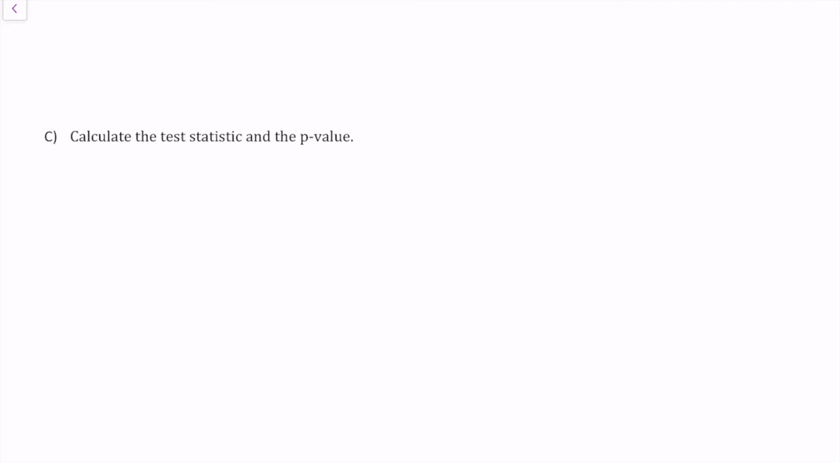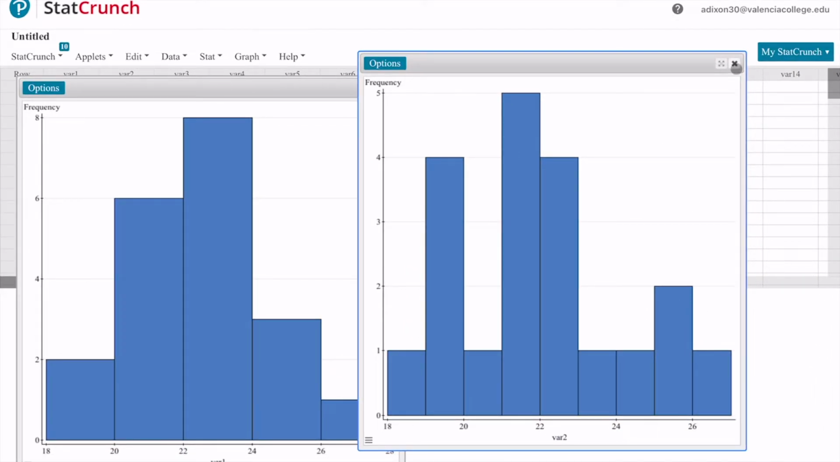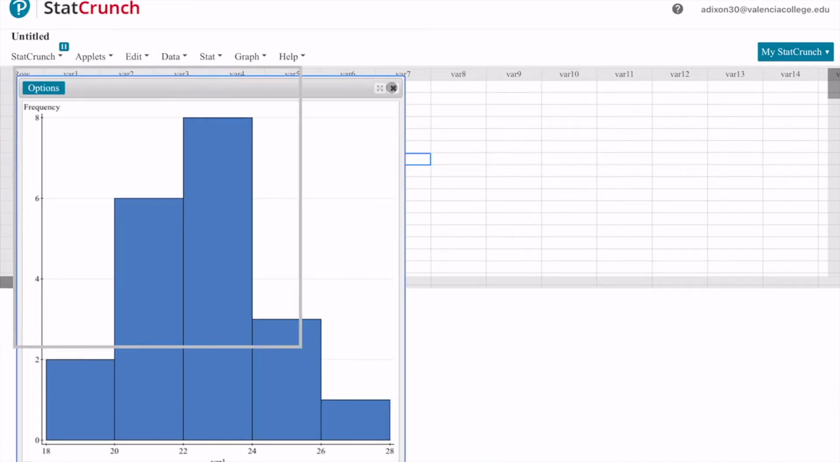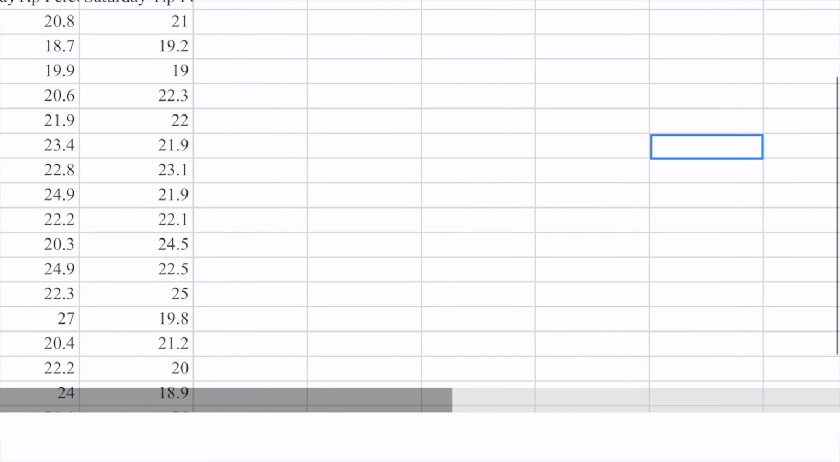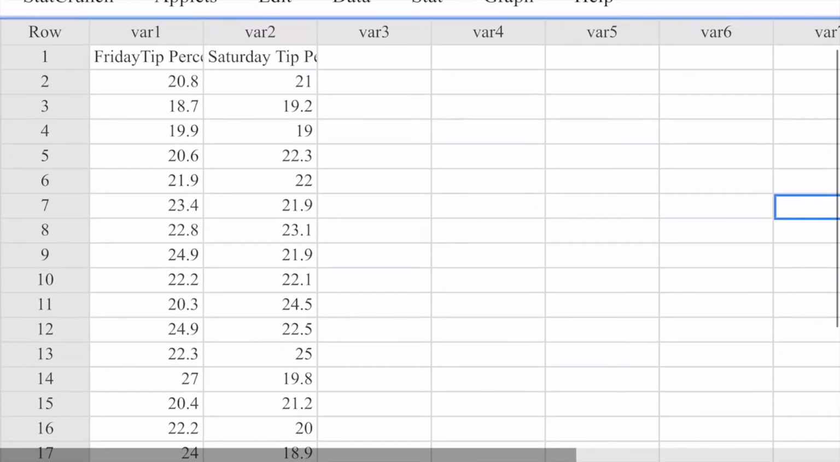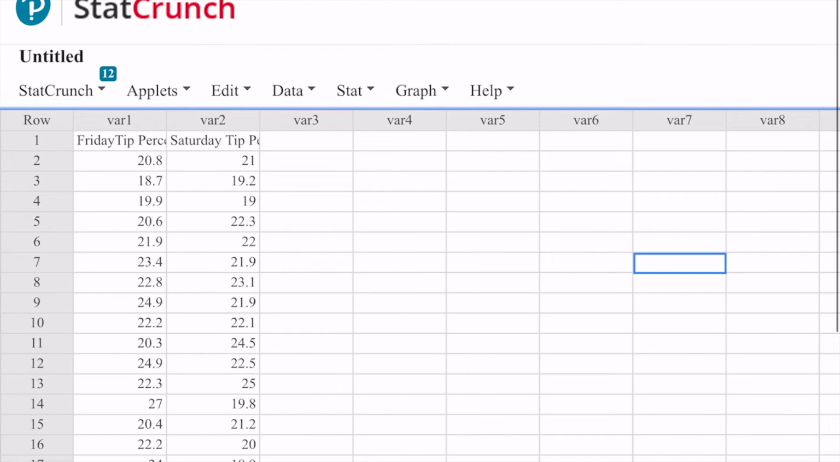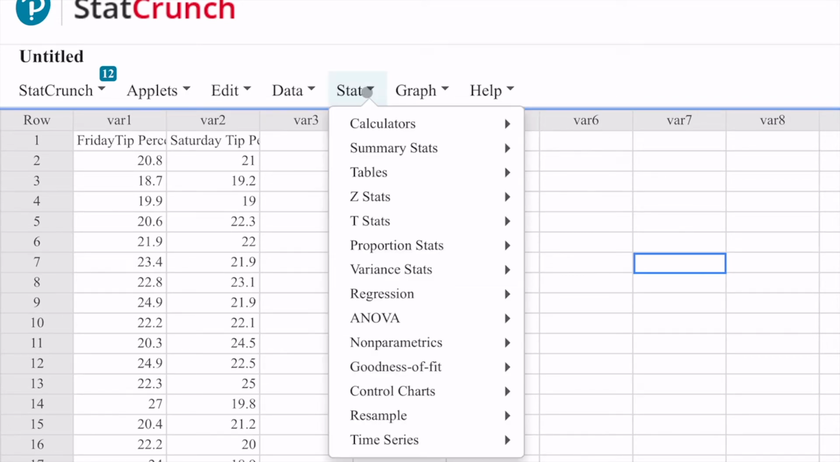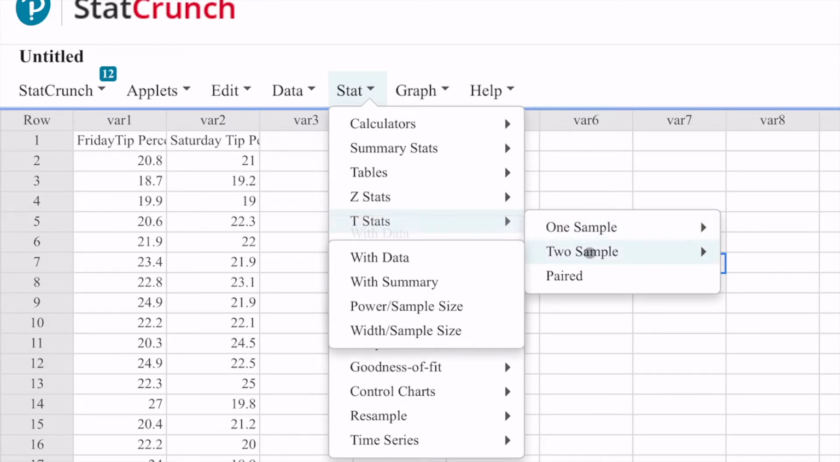What we're going to do here is do all this in StatCrunch. We're not going to do this by hand. So let's go to StatCrunch. Let me clear out my graphs here. And this is what we're going to do. We are doing a two sample test on the means. I'm trying to get it to zoom out here. There we go. All right, so we go to stat and we go to t-stats. We're dealing with the mean. We go to t-stats and we go to two sample.